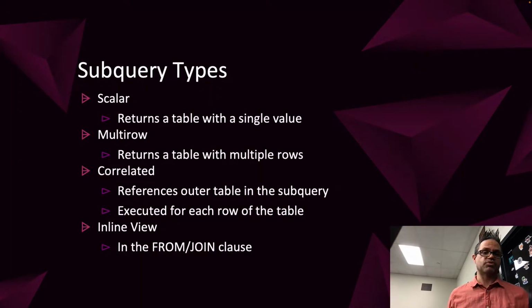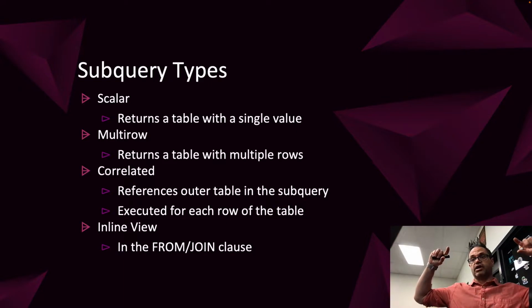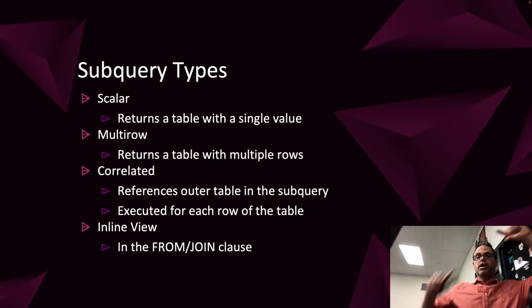Now the subquery types. One of the first ones we have is the easy one. It's a scalar subquery, so it basically gives you a one-by-one table, a single value, pretty nifty. A multi-row subquery is going to give you a table itself with multiple rows, or a row with multiple columns, or multiple rows and multiple columns. We're getting a full table's worth of information.